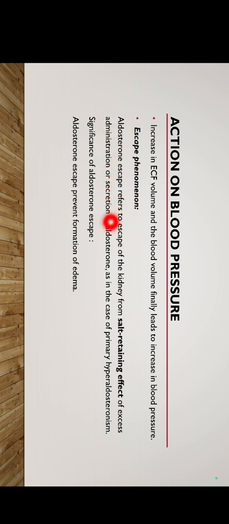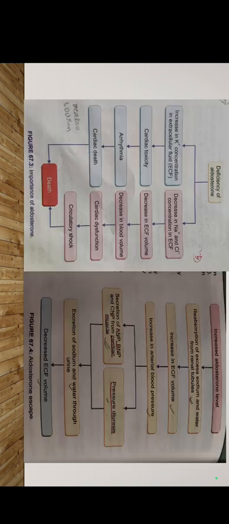Aldosterone escape refers to the escape of the kidney from the salt-retaining effect of excess administration or secretion of aldosterone, as in the case of primary hyperaldosteronemia. The significance of aldosterone escape is that it prevents the formation of edema, like inflammation of the body.